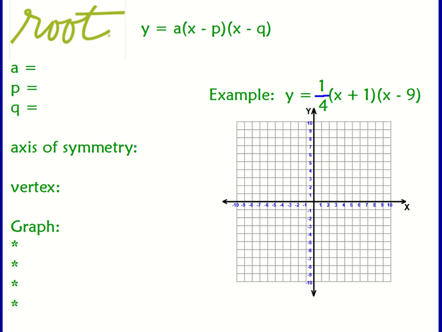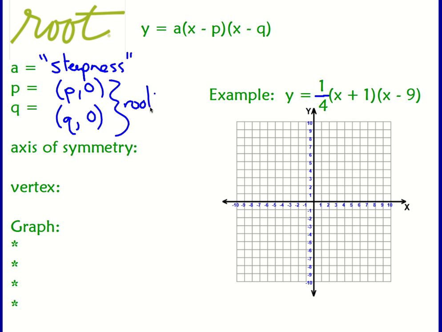The last form is root form. And it's called root form because it shows us the roots or the x-intercepts of the quadratic without even doing any math with the equation. So a is still, you guessed it, the steepness, the vertical stretch, shrink, or x-axis flip. But p and q both represent the x-intercepts. So the point (p, 0) and the point (q, 0) are the roots, or you can call them the x-intercepts.